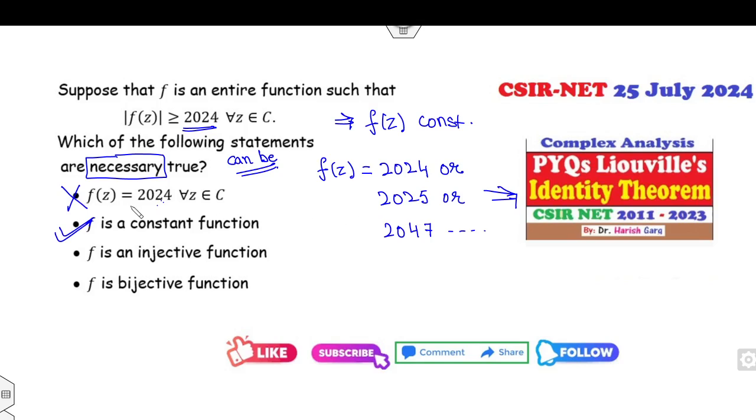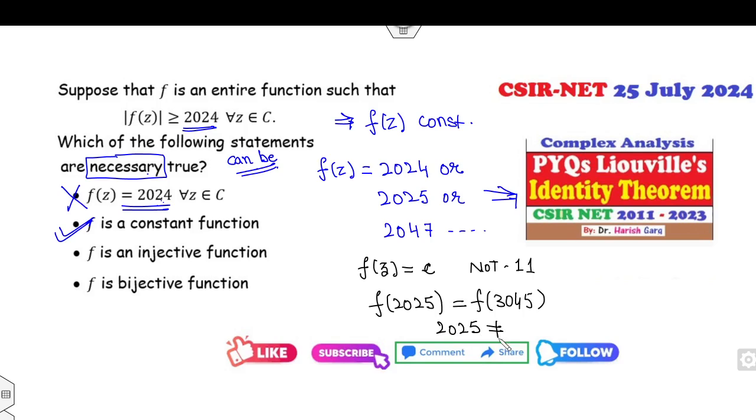So now I hope you see why the first option is cancelled, because it is given as necessary. Is it one-one? We all know that f is a constant function, and a constant function is not one-one. Why? Because f of 2025 is the same as f of 3045, but 2025 is not equal to 3045. So f is not injective, and once f is not one-one, f is definitely not bijective. So B is the right answer.